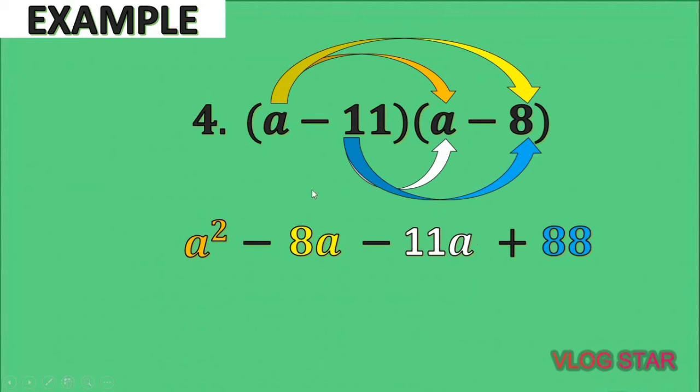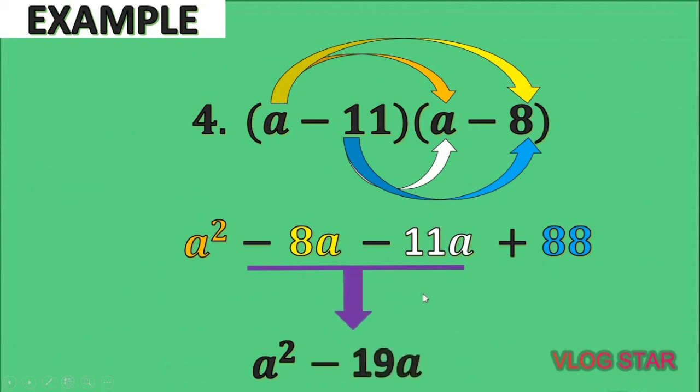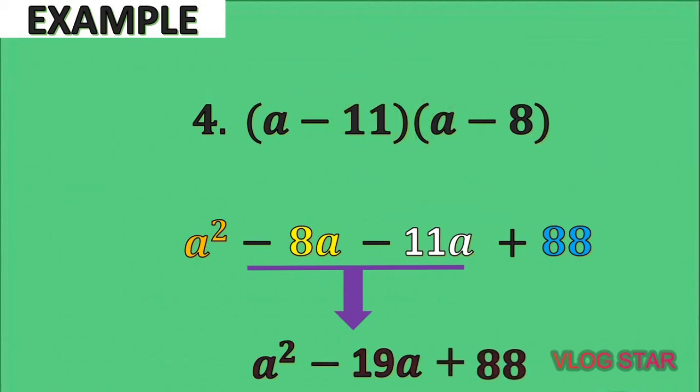Again, the two middle terms can be combined. They are like terms. We have negative 8a minus 11a. Copying the first term, we have a squared. Now, since these two are both negative, because of these minus signs, we will now add these two. Adding 8 and 11, we have 19a. Now, the sign is negative or the operation is minus because we just combined two negatives. Copying the last term, we have plus 88. Therefore, the product is a squared minus 19a plus 88.